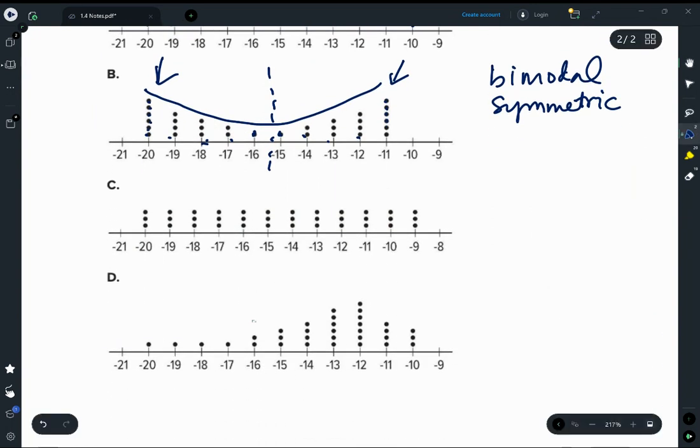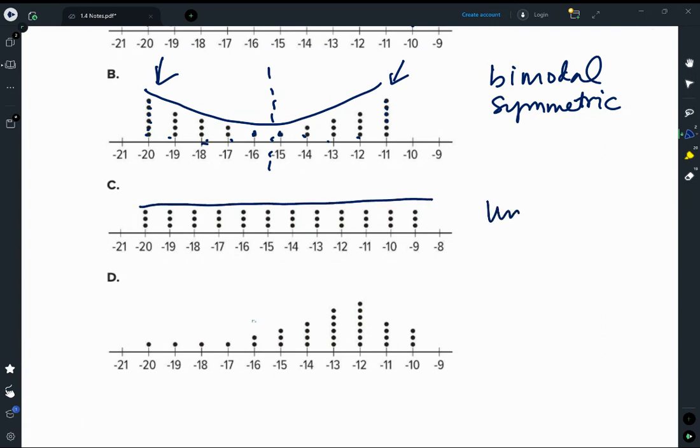The next one, oh man, that one's just a straight across line. We know that's going to be uniform. And the last one, it's kind of a bell, but it's not really a bell because it's off to one side. So that is going to be skewed. All right, so hopefully this helps clear up all these different distribution types so we can use this vocabulary. Make sure that you're asking questions in class.